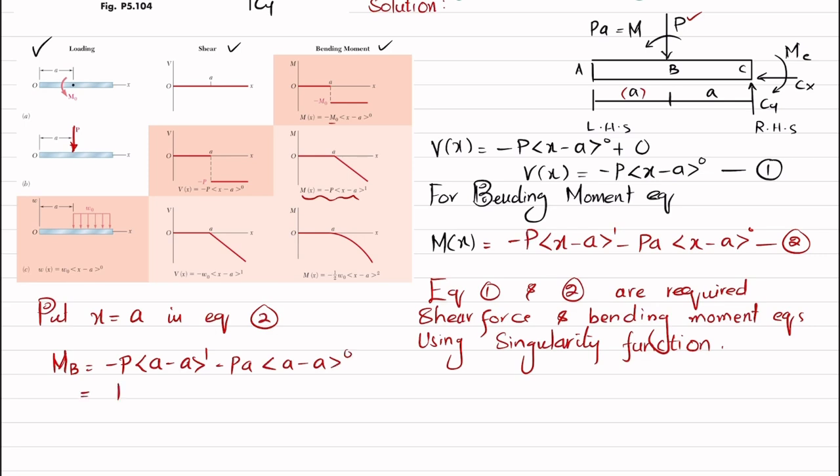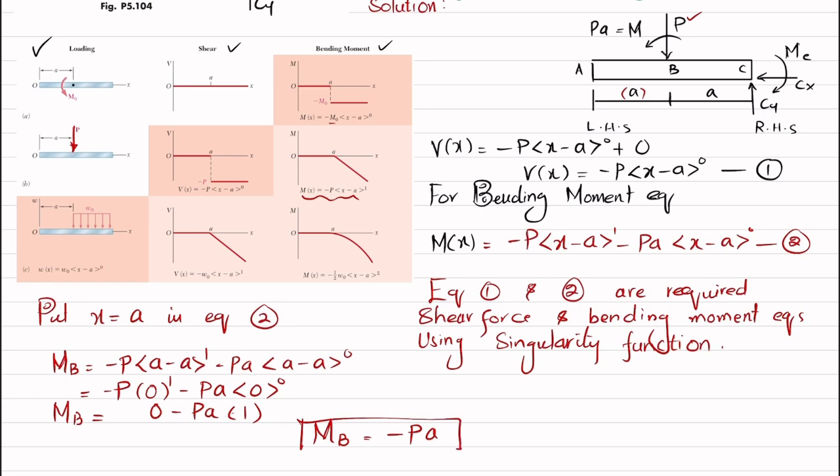So it will be equal to minus P into A minus A, which is 0, 0 power 1, minus PA into 0 power 0. You can say 0 power 1 is 0, so it will be minus P into 0, which is equal to 0. And then minus PA, 0 power 0 is 1, so I will write 1. That will be equal to the moment at point B. So the moment at point B will be equal to minus P times A. And that is the answer of this question.